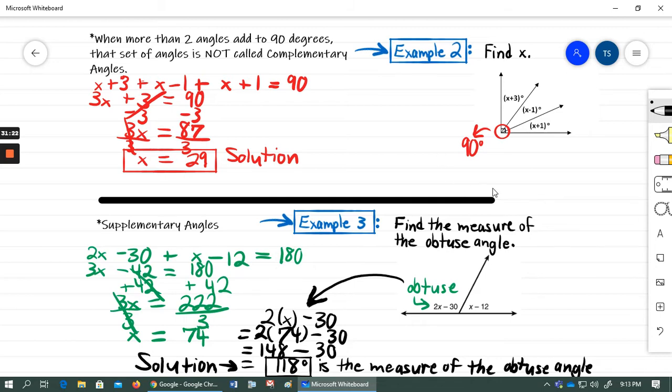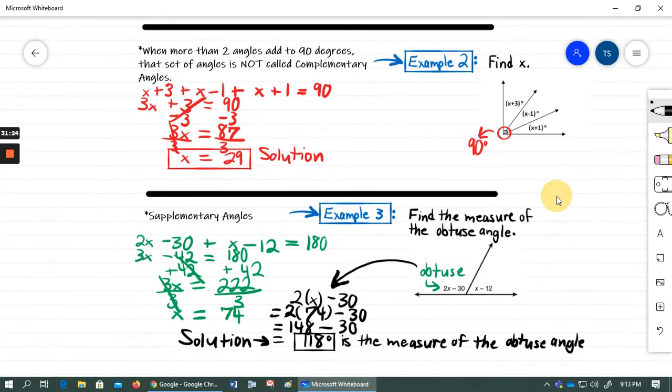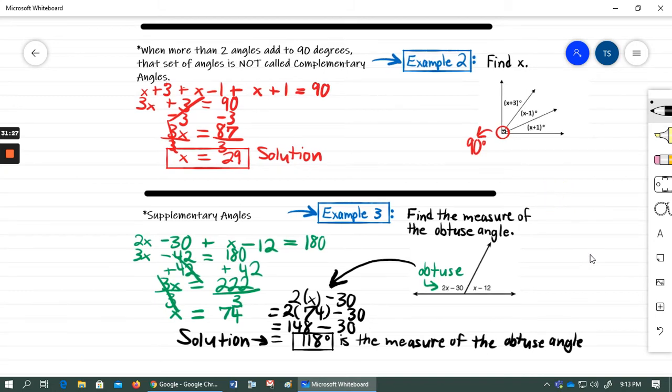Okay, so guys, that example there was with supplementary angles. And remember, guys, supplementary angles are two angles that add together to give us 180 degrees. So what happens when we have more than two angles that add to give us 180 degrees? If there's more than two angles that add to 180 degrees, then you do not call that set of angles supplementary.